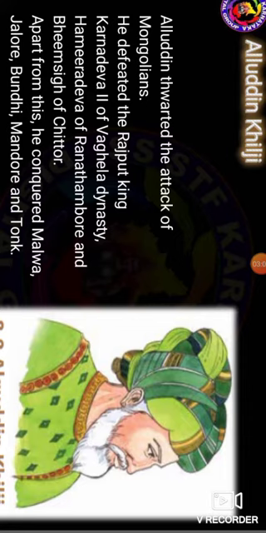Alauddin thwarted the attack of the Mongols. He defeated the Rajput king Karnadeva II and the Waghela dynasty. Hamira Deva, Ratnamal, and Bhim Singh of Chittor were also defeated. Apart from this, he conquered Malwa, Jalor, Bundi, Mandor, and Tonk.